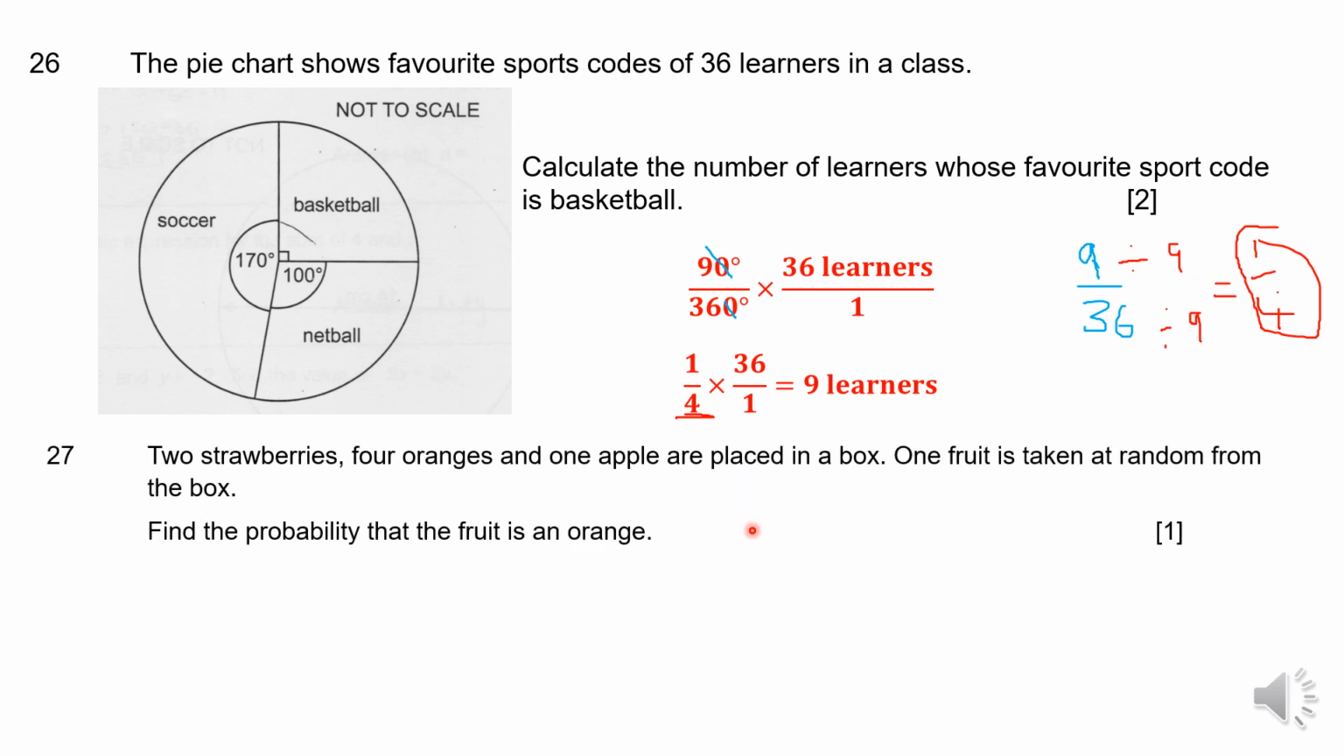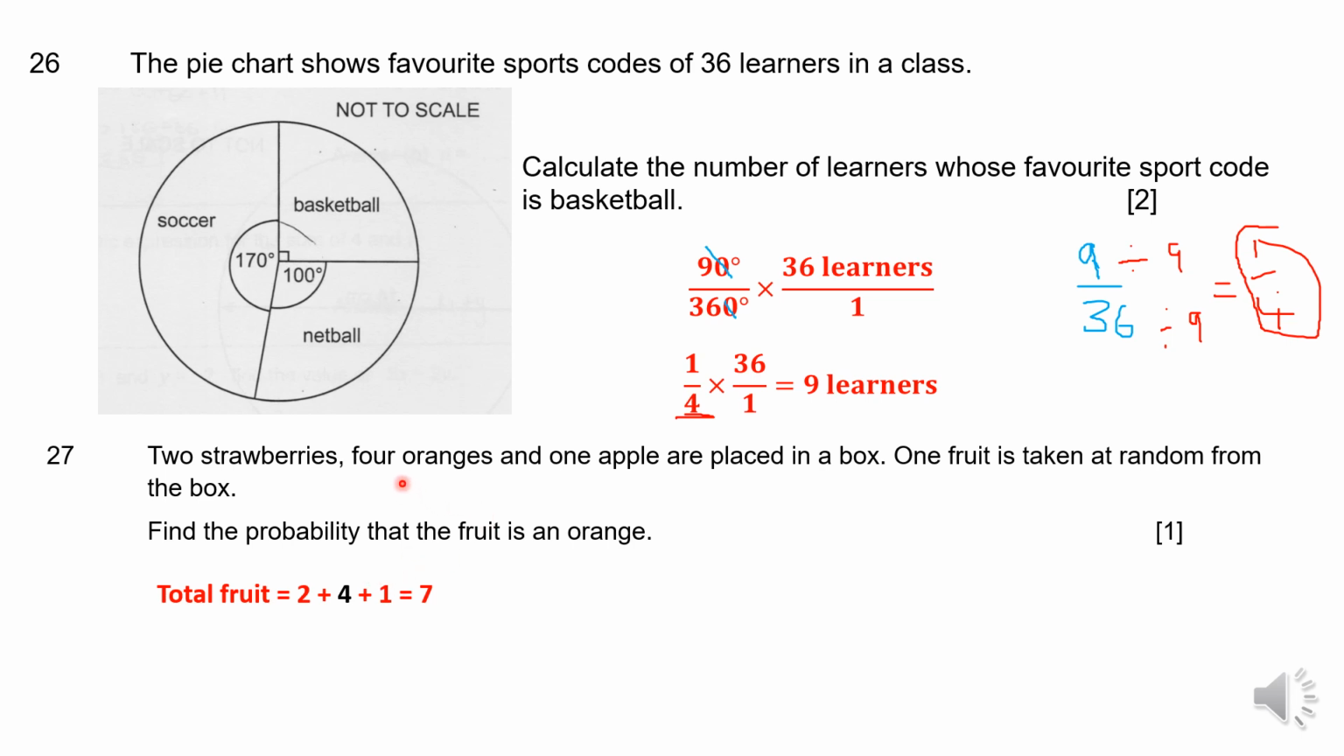The last question in this particular question paper says 2 strawberries, 4 oranges, and 1 apple are placed in a box. So if you add up all these fruit, it's going to be 7 altogether. Now we will have to find, suppose you take something out of the box randomly, what are your chances, or what is the probability that you're going to take out an orange?